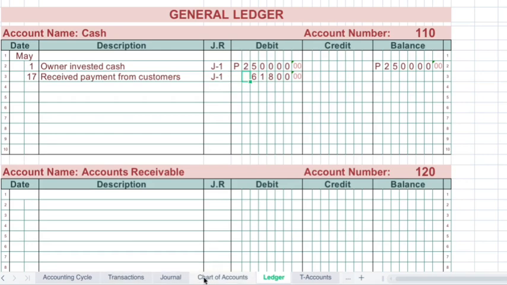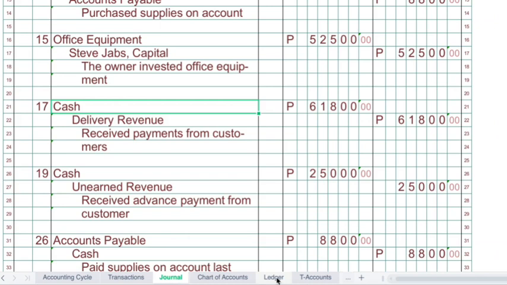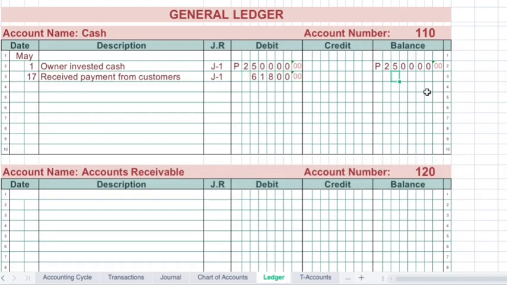Okay. 61,800. So, magkano na yung balance natin? So, again, positive itong nasa debit natin because cash increases on the debit side. So, ang total na natin na balance ay, okay, 311,800. Okay. So, 311,800. That is the balance as of May 17.